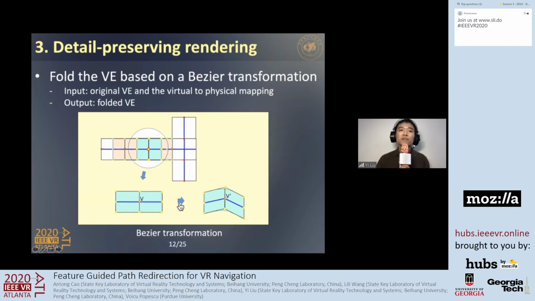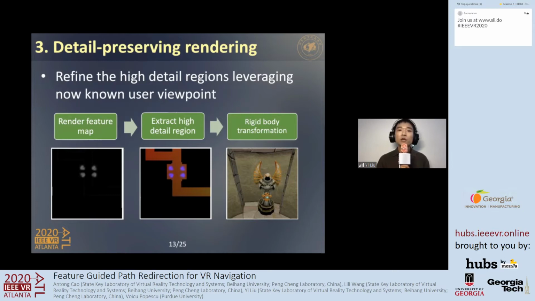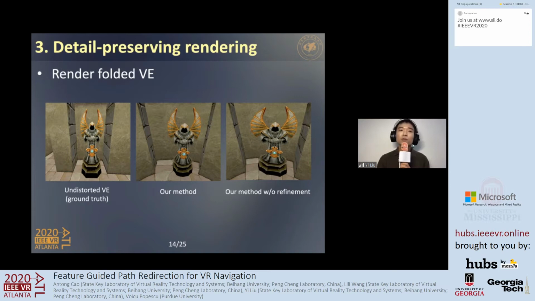Then we refine high detail regions, now knowing the user viewpoint. First, a region of the VE textured with the visual feature map in the proximity of the current viewpoint is rendered orthographically from the top. Second, high detail regions are detected. At last, a rigid body transformation to preserve the original geometry is applied. After this step, we render the folded VE. The figure shows the comparison of the ground truth with our method with and without refinement. The refinement alleviates the stretching of the statue.